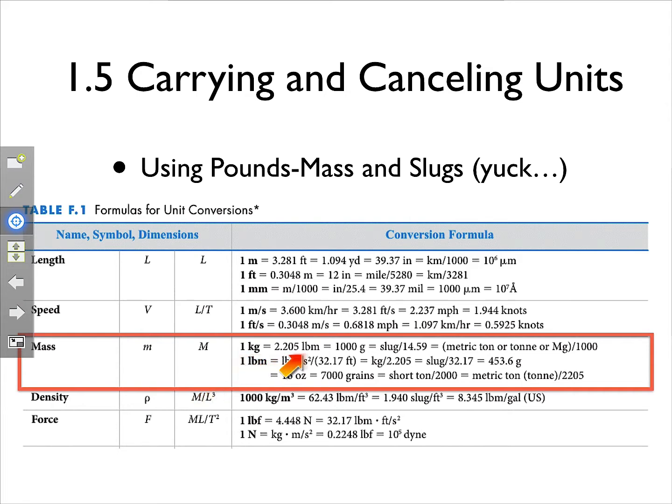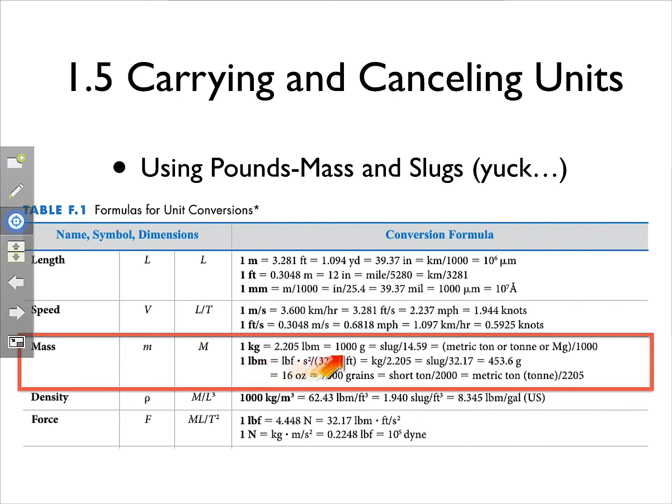All of a sudden, we're seeing pound masses and slugs. And so we need to be able to convert basically between SI and traditional units. This is fairly easy to do if we stick to the grid method and stick to the conversions. So if you're trying to convert 1 kilogram to a pound force, you're going to use this conversion factor right here.